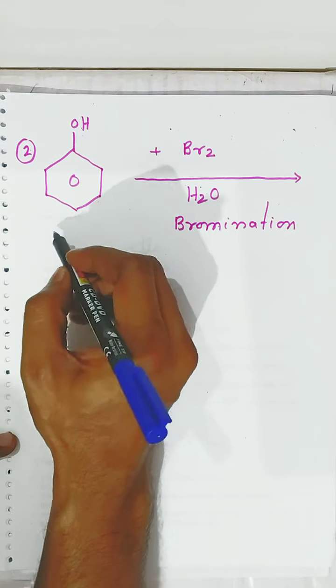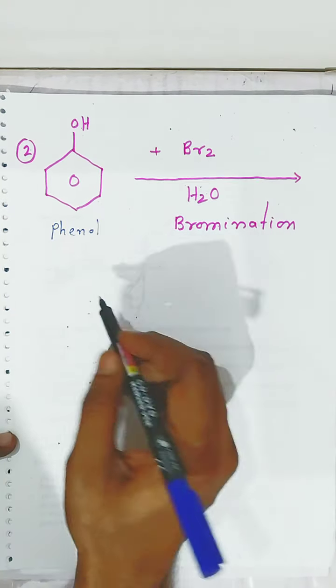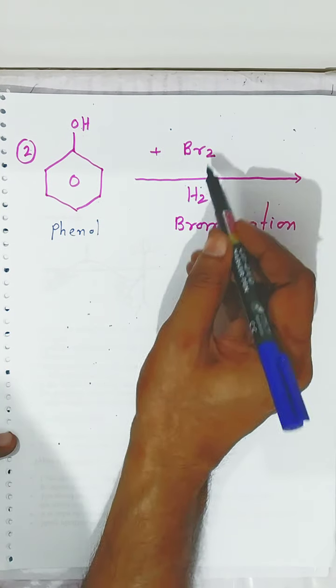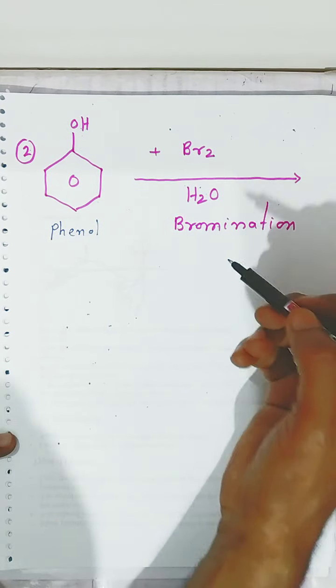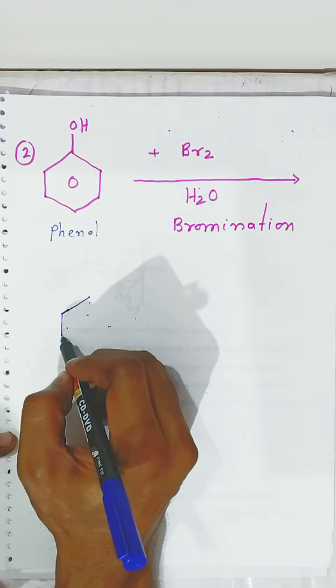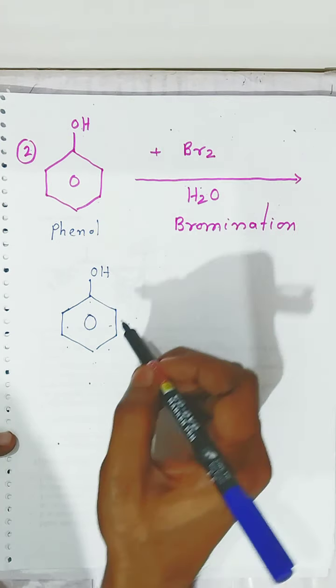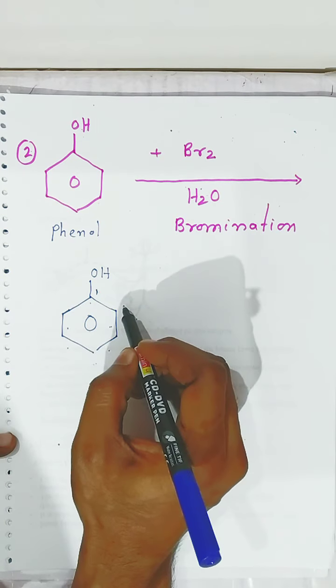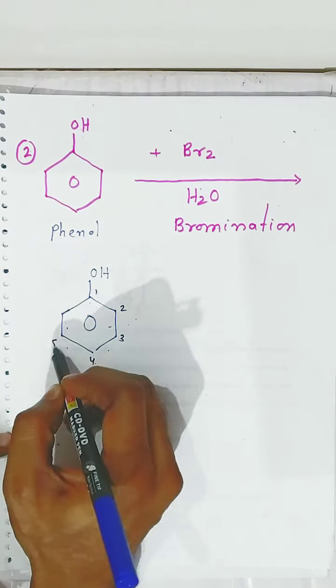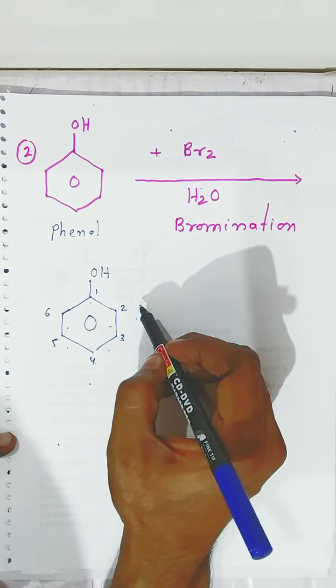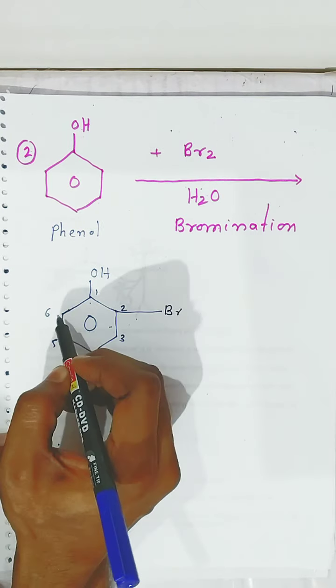Again write down the structure. This is the phenol. This bromination is going to take place, that means bromine will attach to the phenol. That is why we call it bromination. So once again write down the structure of phenol. The OH group will be as it is. Bromination will take place at, this is the first carbon, second, third, fourth, fifth and sixth. At carbon number 2 bromine is going to be attached.